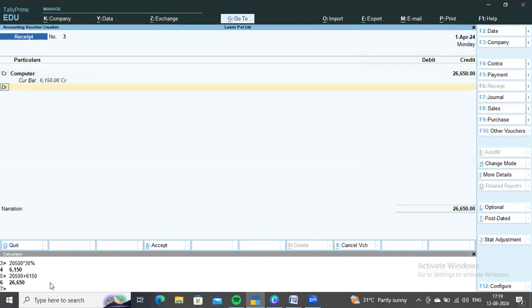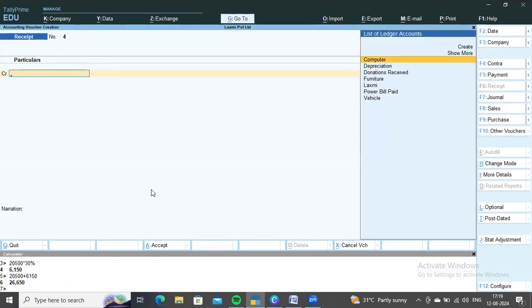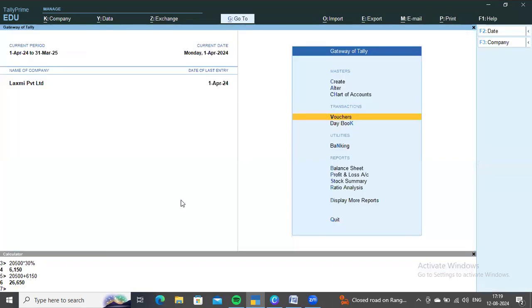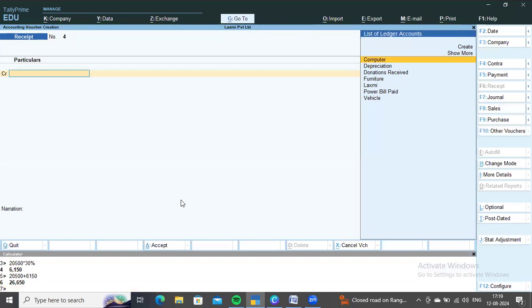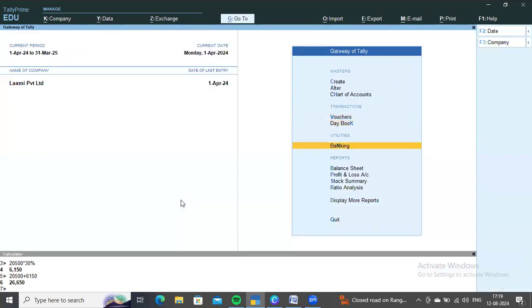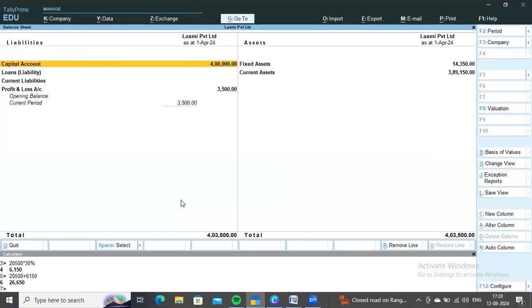26,650, and debit cash account as cash is coming in. Okay? Then press Ctrl A to save the transaction. Yes, you are selling it for profit, right? And there is profit. You need to enter that profit in journal voucher, because if you do not enter the profit separately in journal voucher, the balance sheet shows a negative balance.